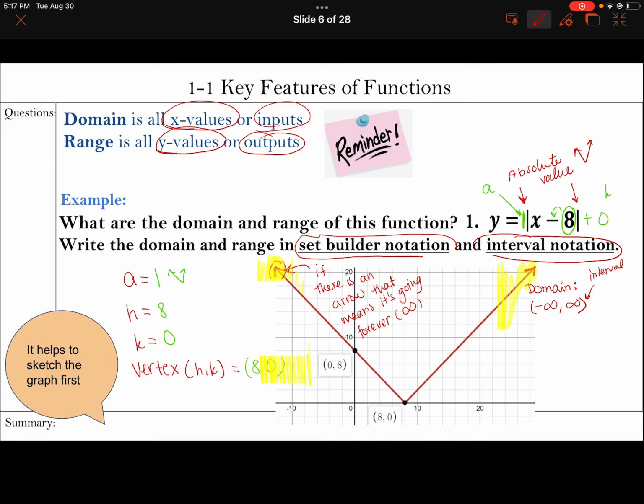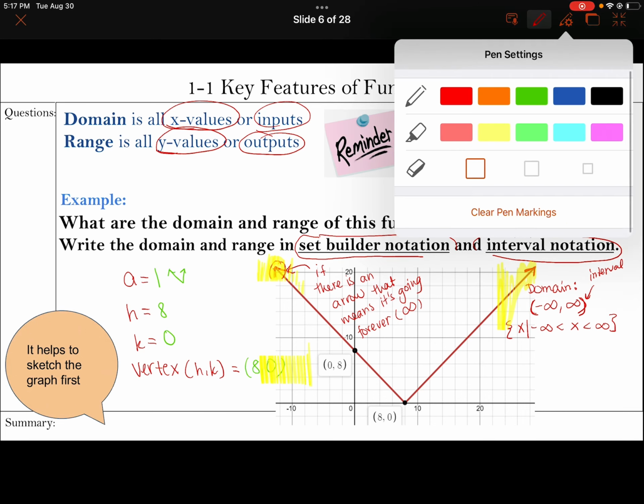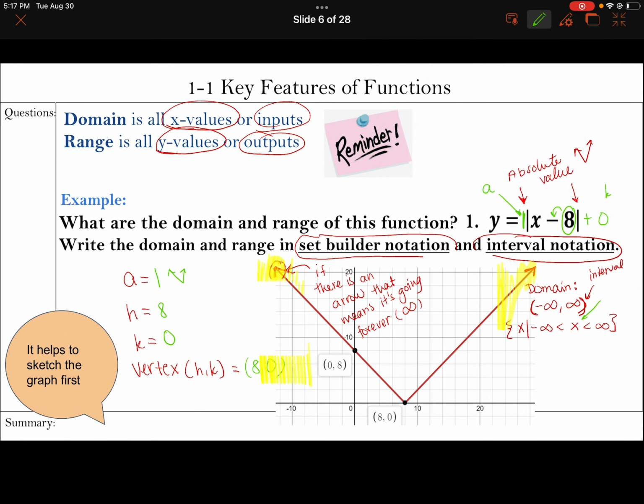Now let's write it in set builder notation. That would look like X, negative infinity less than X less than infinity. They're both less than because remember, in infinity it's always going to be a parentheses. And I'm using X because my domain are my x values.